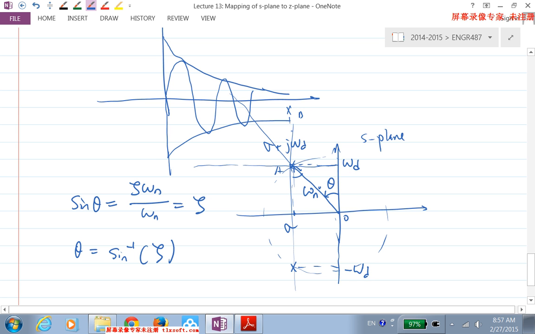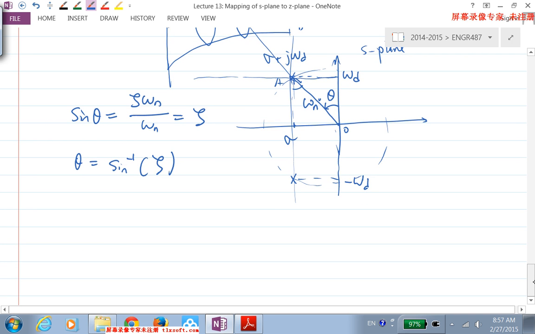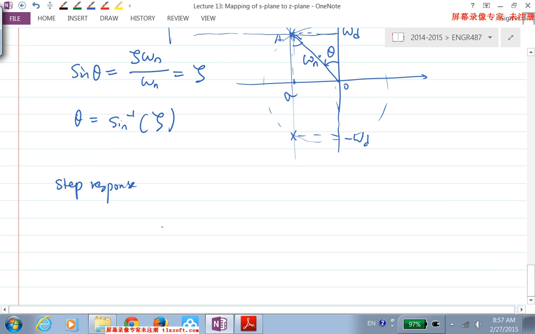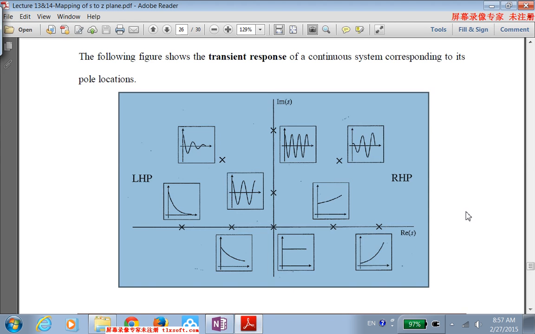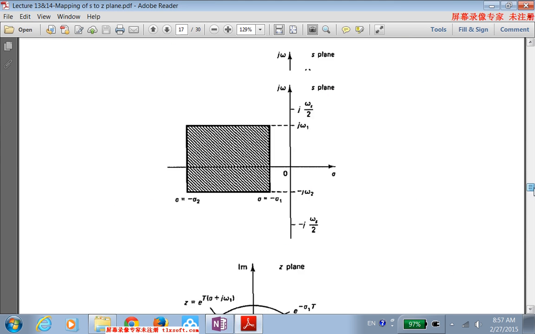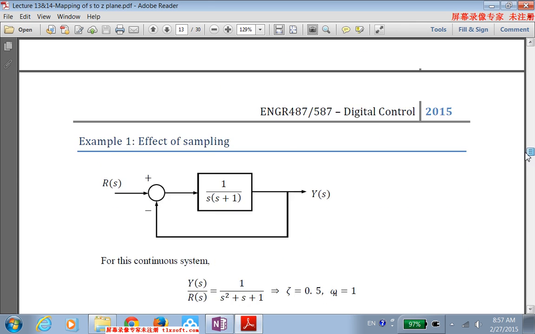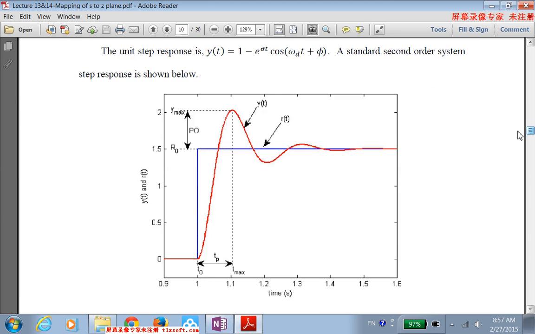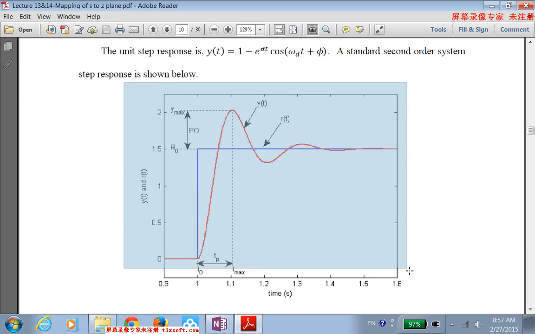Before we look at specifically the mapping of those curves, we need to finish the review here. That's the impulse response. The other one is the step response. So when you have a step response, and this is a step response, right?